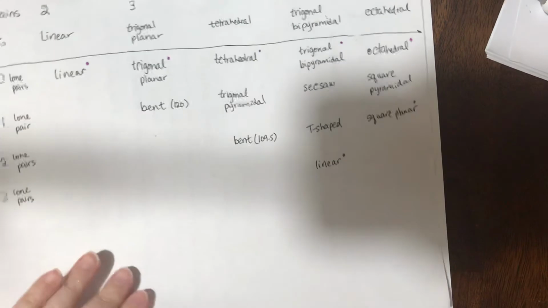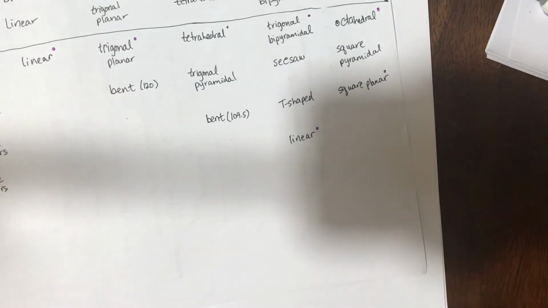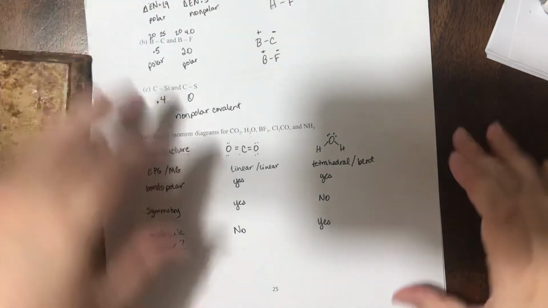So any of the shapes that have the purple dot could have their polarity canceled by symmetry. The ones without the purple dot are going to be automatically polar if they have polar bonds because they are not symmetrical. So let's go ahead and try another molecule.